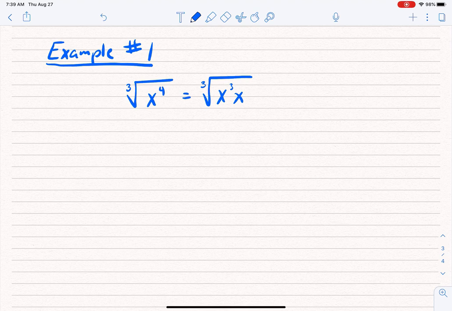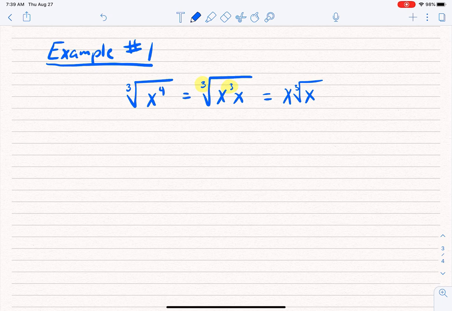And now I've got the same value here as I do here, and they're both odd. So that number just comes right out. So that x to the 3rd would come out as just an x, leaving inside 1x. And so that would be my final answer right there. That might seem a little bit oversimplified, but it's that easy.